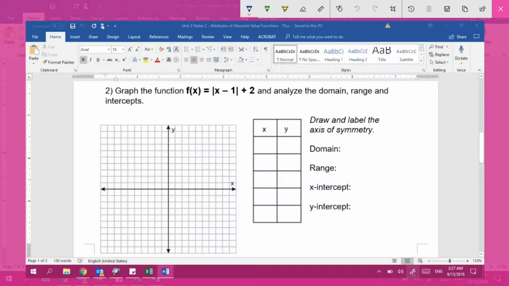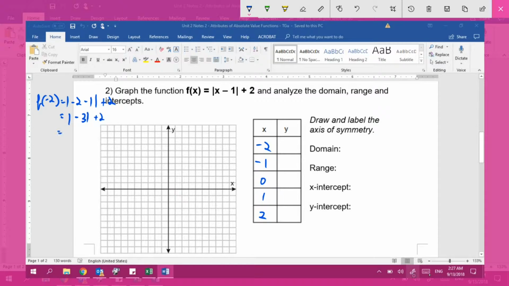So let's try another one, number 2. This time the function is f of x equals the absolute value of x minus 1, plus 2. So once again, let's pick some points. This time let's go with negative 2, negative 1, 0, 1, and 2. Okay, so let's start plugging the points into x and see what our outputs are. So f of negative 2, we're going to substitute that in for the x. That's going to be the absolute value of negative 2 minus 1, plus 2. What's negative 2 minus 1? That's negative 3, plus 2.